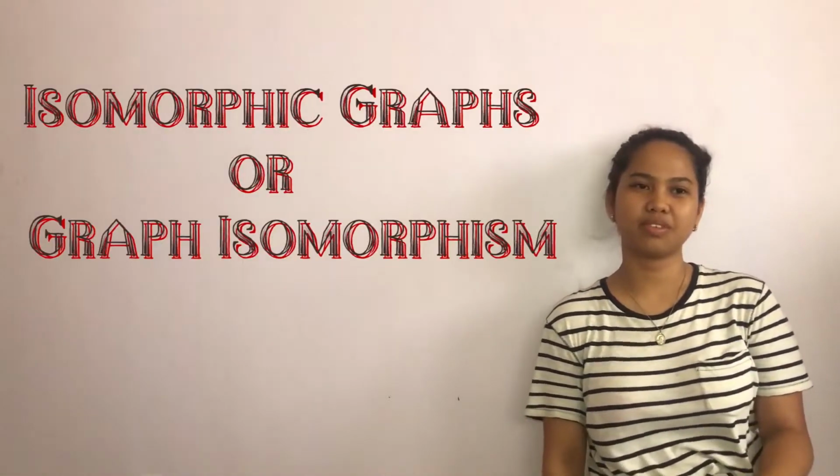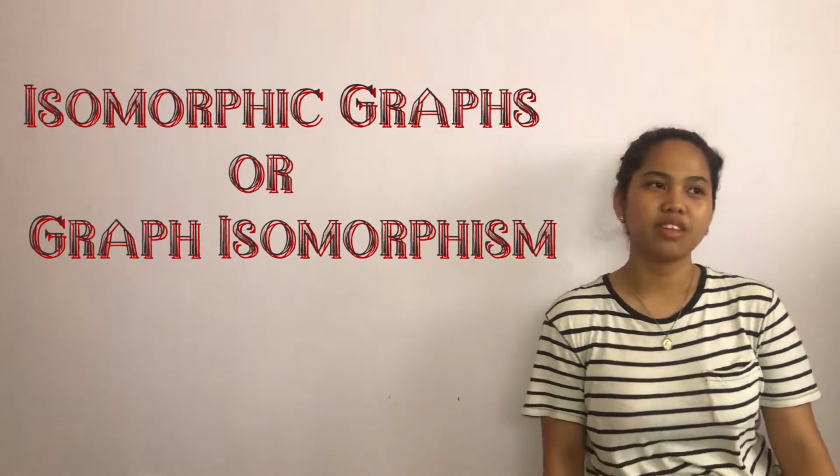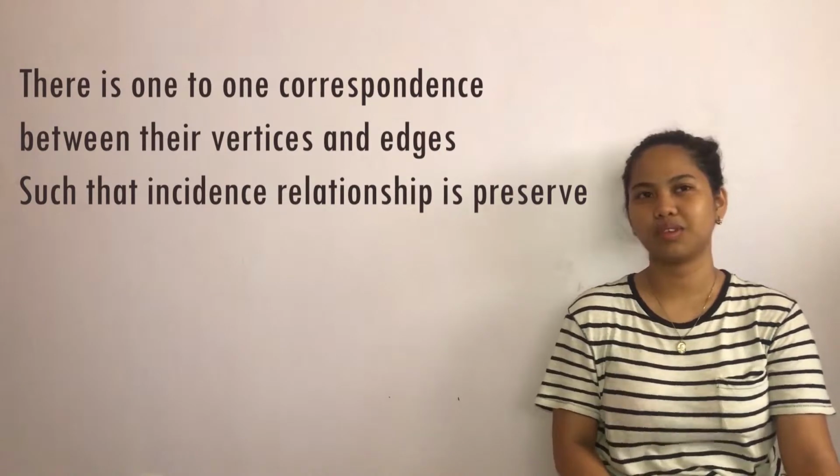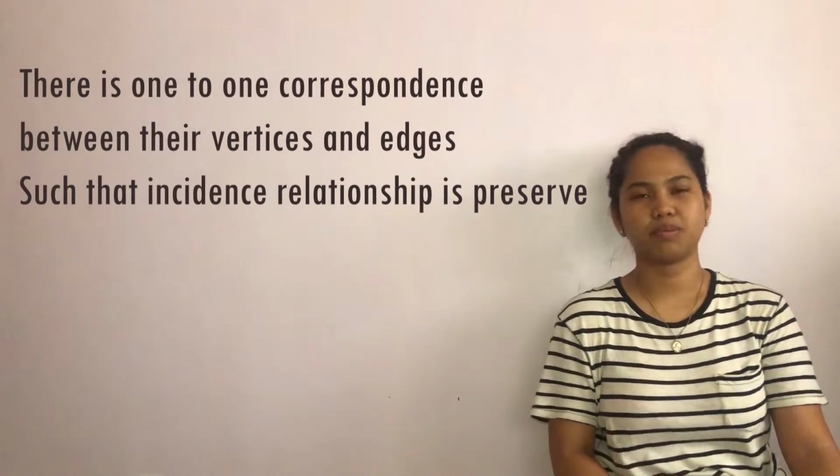Hi everyone, in this part of the video, we will talk about isomorphic graphs or graph isomorphism. Suppose that we have 2 graphs, namely graph 1 and graph 2, and to find out if they are isomorphic, there should be one-to-one correspondence between their vertices and edges such that incidence relationship is preserved. In addition, a property preserved by isomorphism of graphs is called a graph invariant.